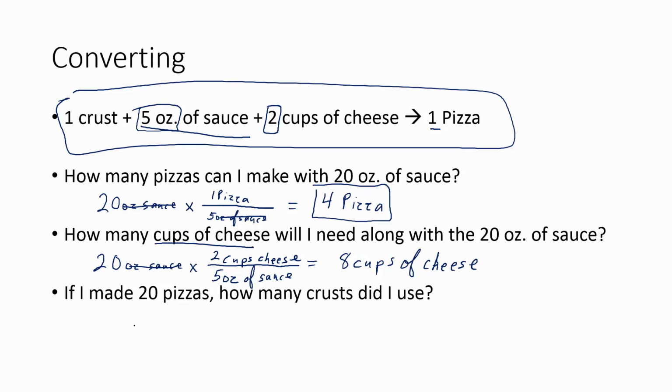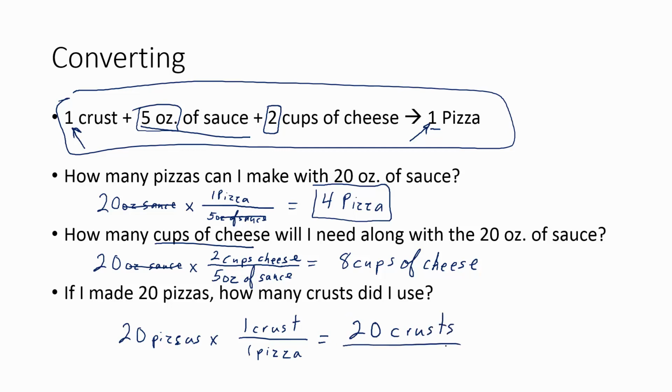Okay, so 20 pizzas. How many crusts did I use? Set it up the same way, times 1 crust, the 1 from the balanced equation for every 1 pizza. So 20 crusts. And it's no different when we're going to use this in a chemical situation. It's just that I'm using chemicals, and I'm using moles instead of individual items because individual molecules are too small to really be messing around with or paying attention to.